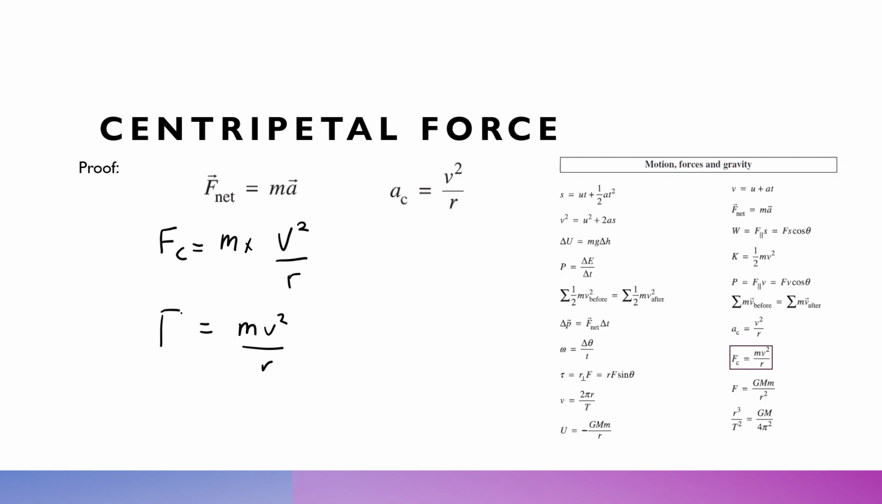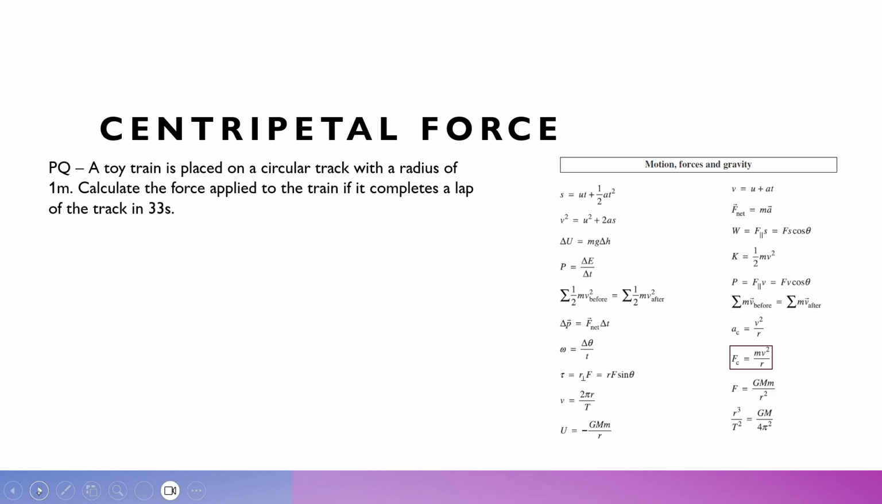So let's have a go at trying to actually implement that equation in our practice question. So in this case, a toy train, again, is being placed on a circular track with a radius of 1 meter. We're being asked to calculate the force applied on the train if it completes a lap of the track in 33 seconds. So in this case, you'll need to know a mass value for the toy train. Let's just say that it is 0.5 kilograms. So to extract some of our data from the question, we know that mass is 0.5 kilograms, v equals 0.2 meters per second, and r is equal to 1 meter.